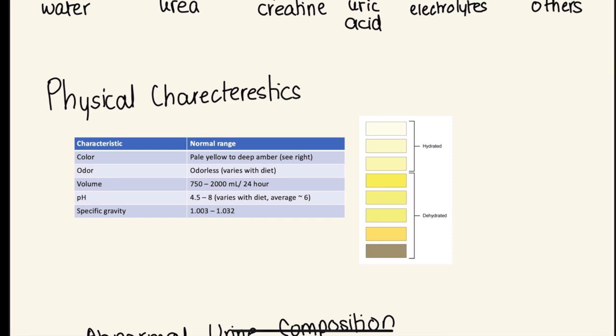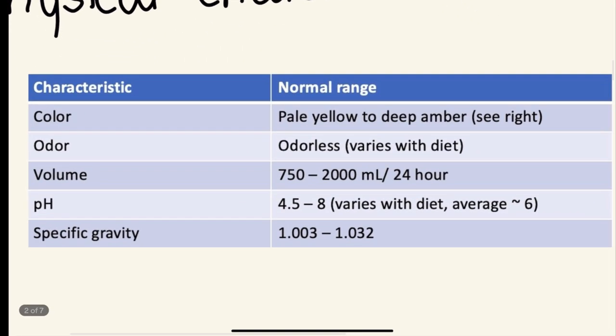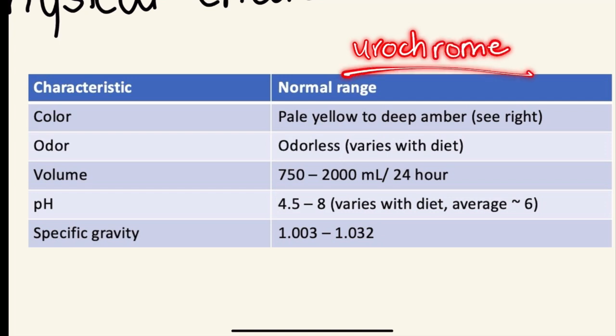Okay, now for the physical characteristics of urine. The color of urine is going to be what? It's going to be yellow, but of course the color of urine can vary, depending on, for example, the foods that you take in. The general color would be pale yellow to a deep yellow. And this color is because of an agent called urochrome. Urochrome is what gives urine its pale or deep yellow color.